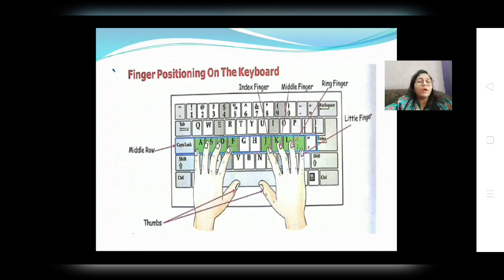While typing, you have to keep your fingers this way. This way you have to position your fingers on the keyboard. Whenever you start typing, you have to keep your fingers first in the middle row of the alphabet keys as shown in the picture, and your thumb should be placed on the spacebar key.